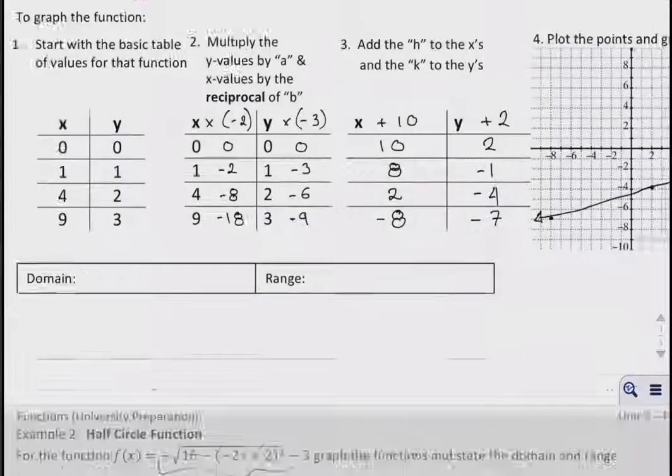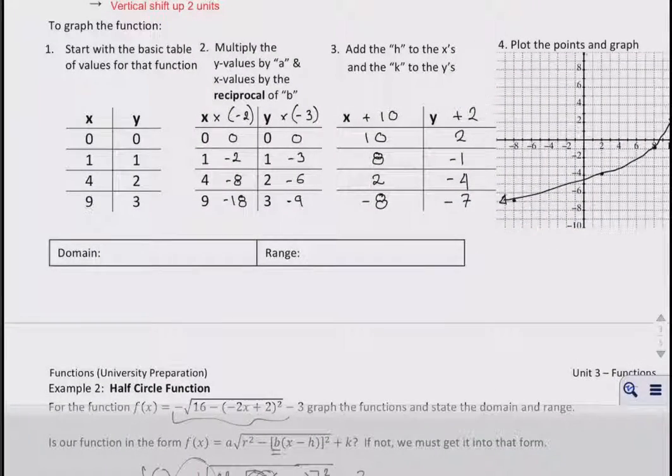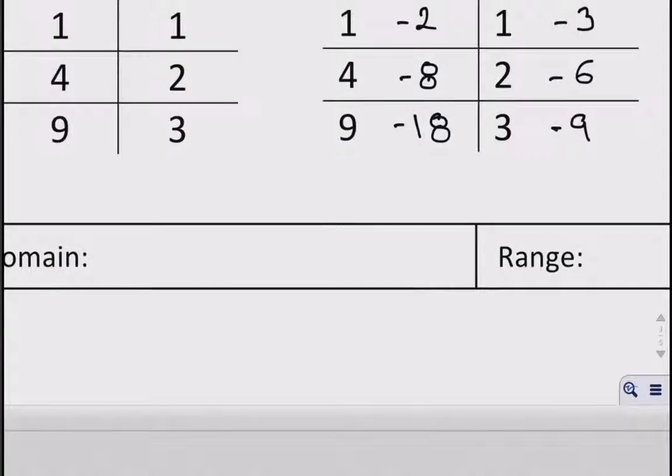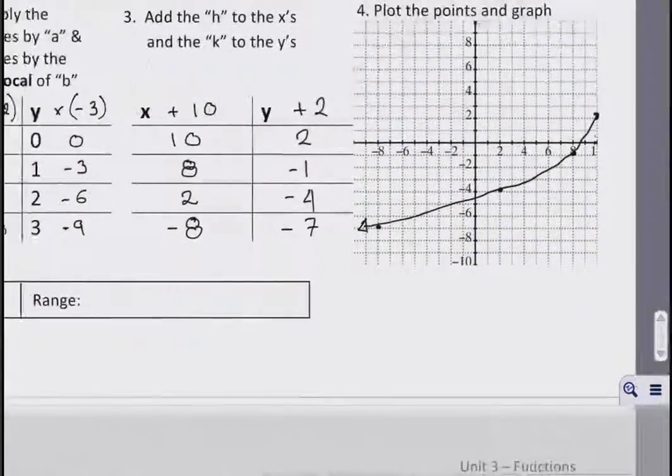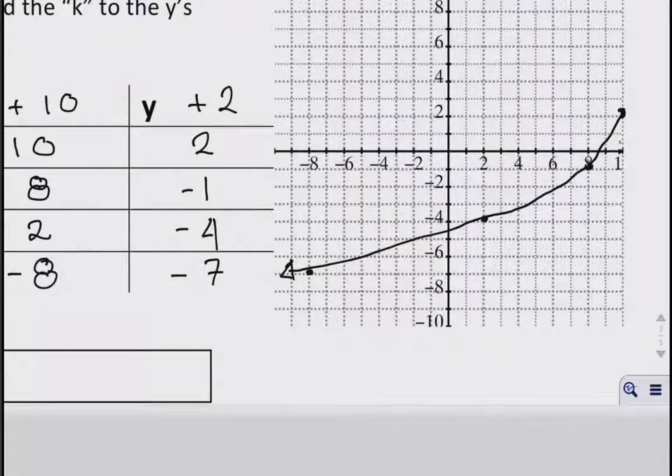Let us now look at our domain. In this case, the domain is going to be everything less than or equal to 10. So x is less than or equal to 10. That's because, again, if you look at your graph, 10 is out here. Everything to the left of 10 is legitimate for our function, because every time we plug in an x value, we get a corresponding y value somewhere down there.